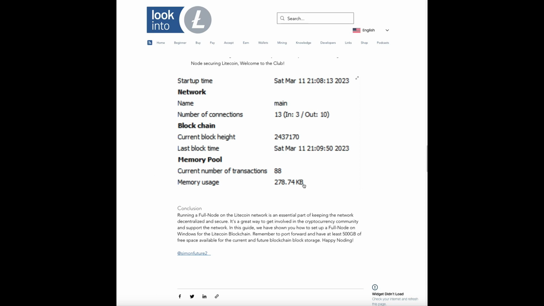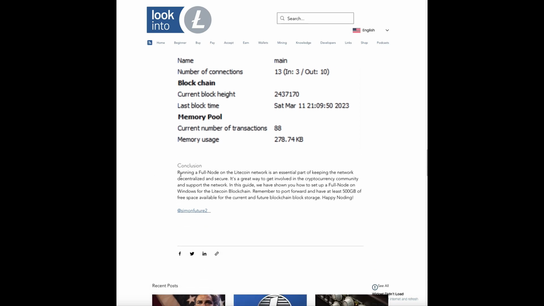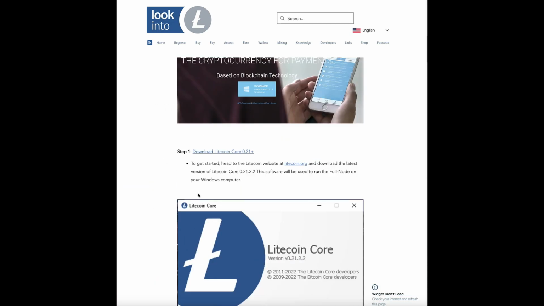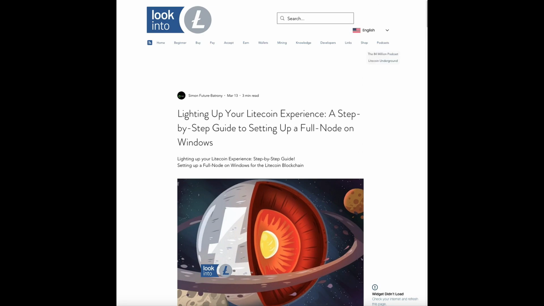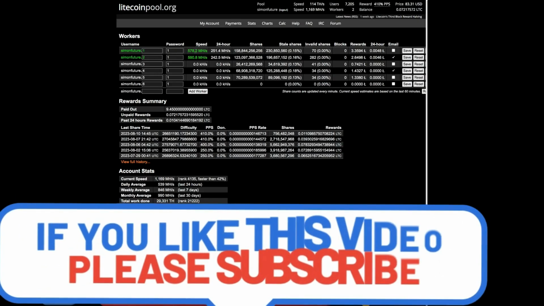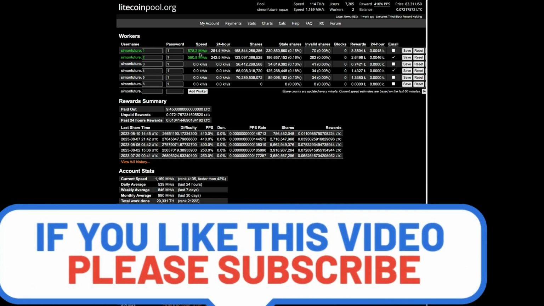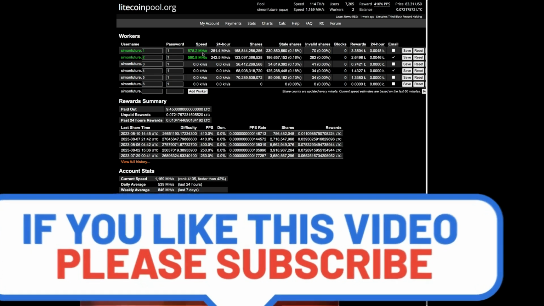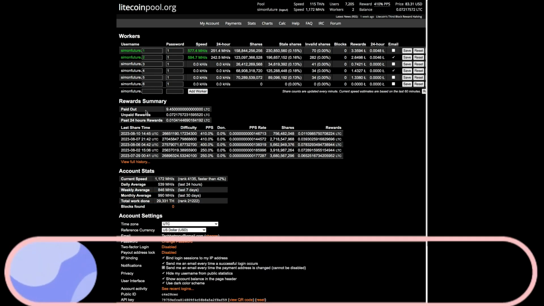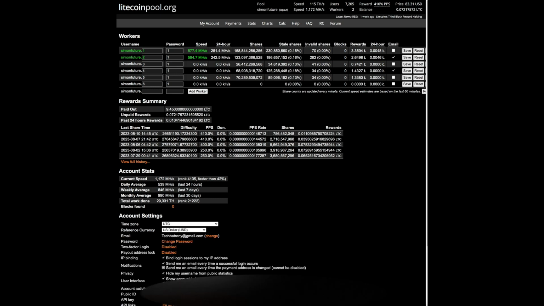All right, this is the mempool, and we have our conclusion here. Okay, so if you guys are interested, I will leave a link to this. Workers here, two miners here, right? And they're working around 570 or so mega hash a second. I just cut these back on. They were turned off. And you can see that I've been paid out 9.45 Litecoin so far.